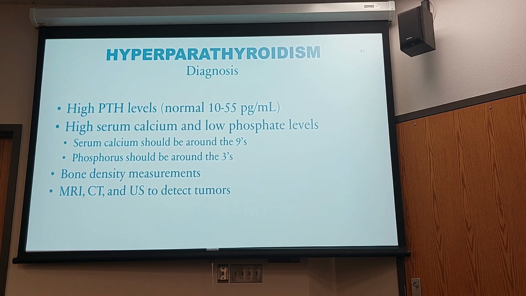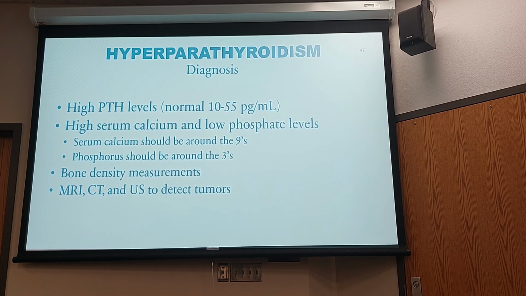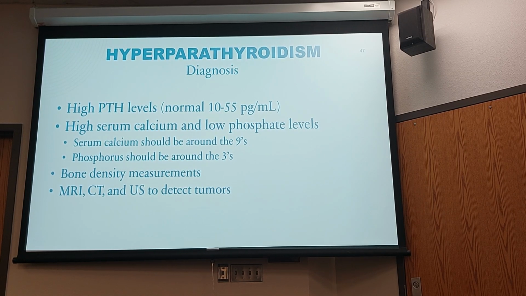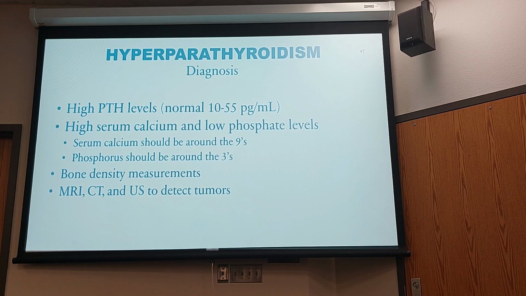Okay, so to diagnose this, we can have high parathyroid hormone levels. Okay, high serum calcium. So serum calcium around the 9s, 9 to 11. Phosphorus around the 3s, so 2.5 to 4.5. They can do bone density measurements, and also MRI, CT, and ultrasound to detect tumors. There is a note that if it is cancer that's causing this, then the lab values might not match what we would expect for someone with hyperparathyroidism. Okay, and then think of the systemic organ damage that is happening when you have a higher serum calcium.